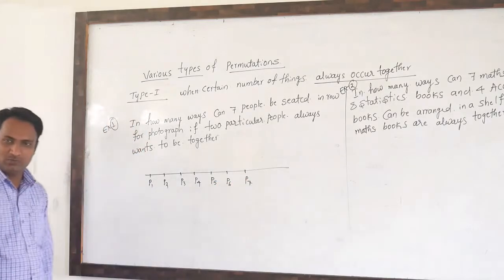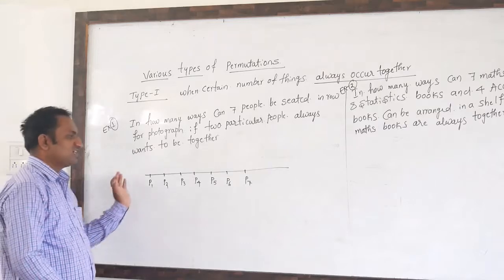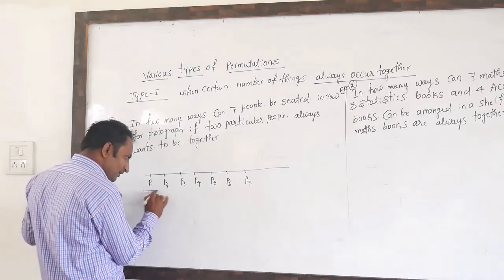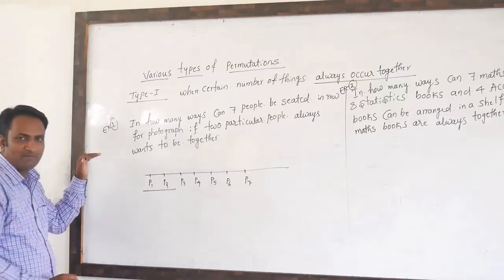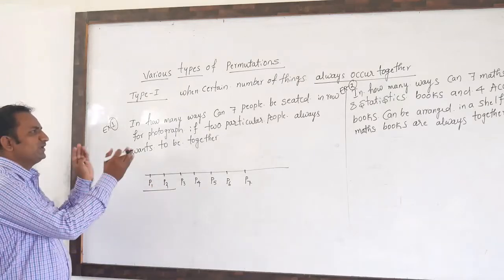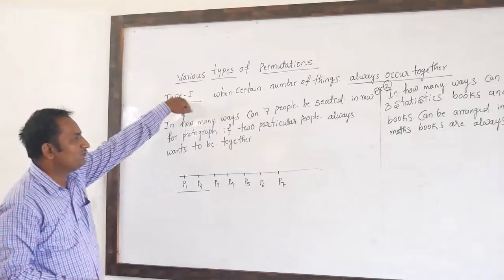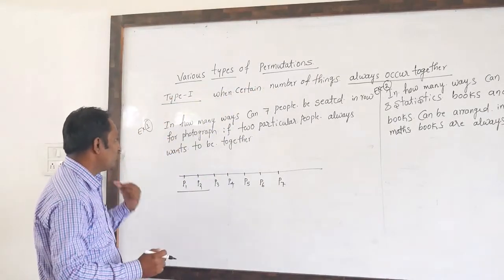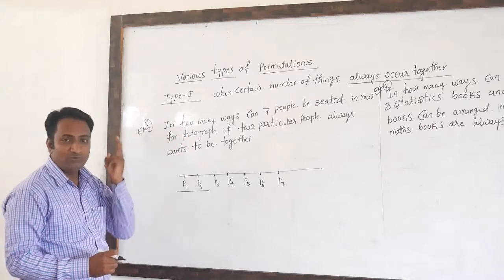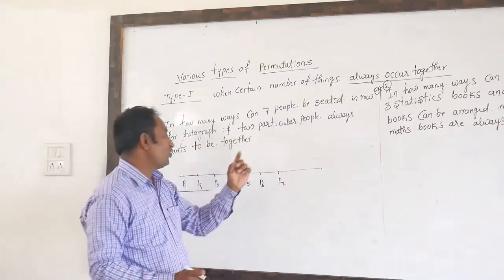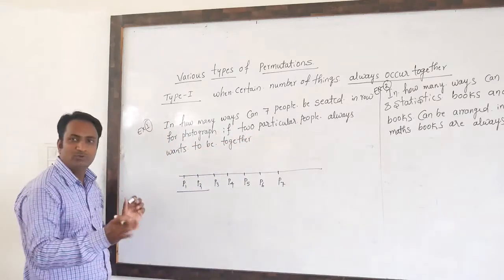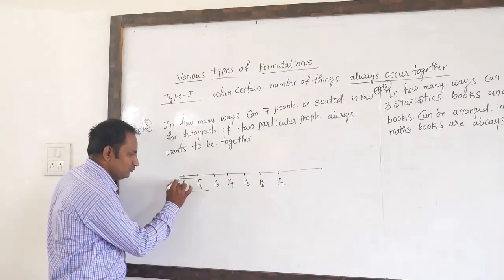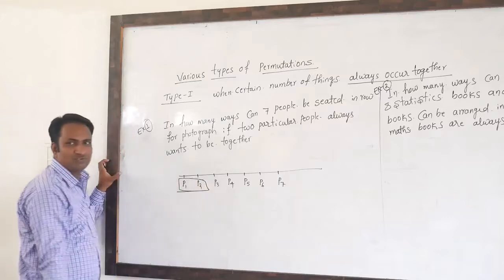This is one row. This is the first arrangement. Here in this concept, person 1 and person 2 are always together. In how many ways can 7 people be seated in a row for a photograph if 2 particular people always want to be together? Consider people 1 and people 2, these two members always come together.